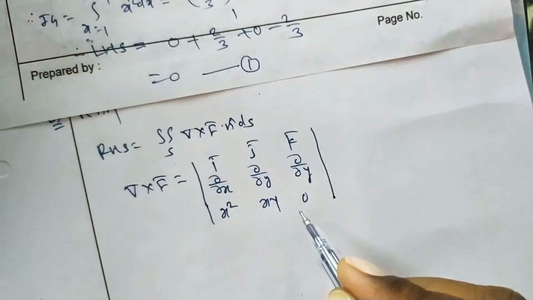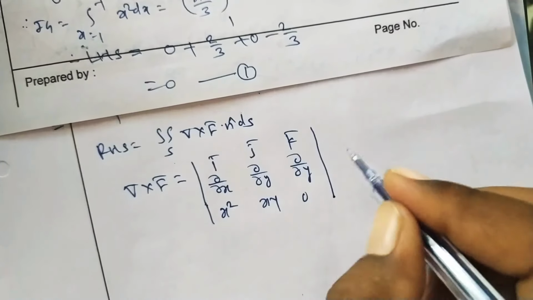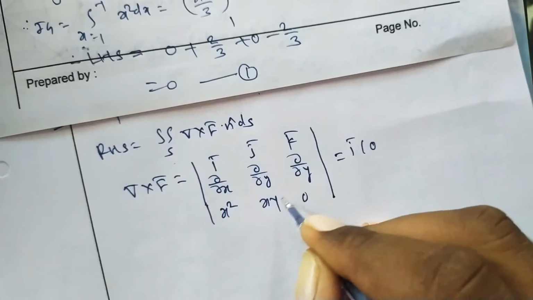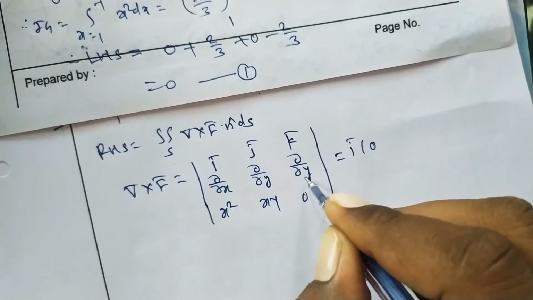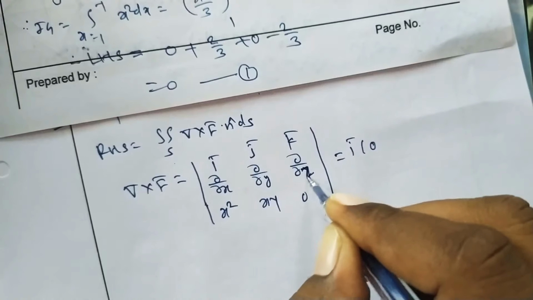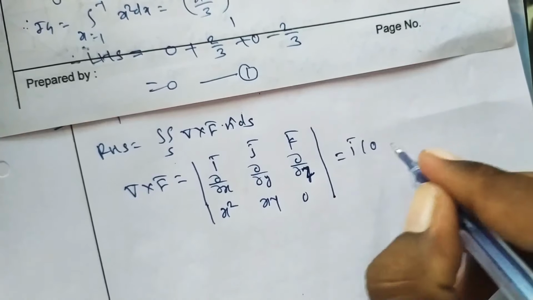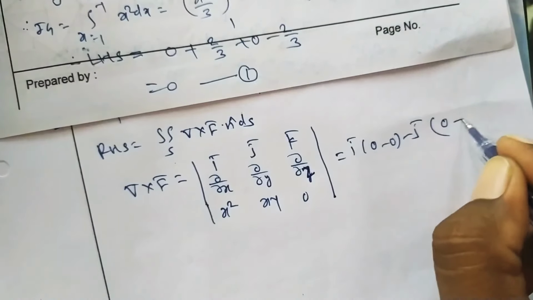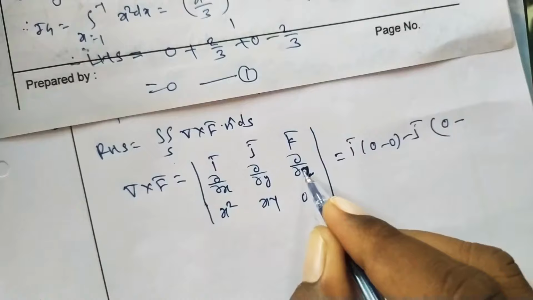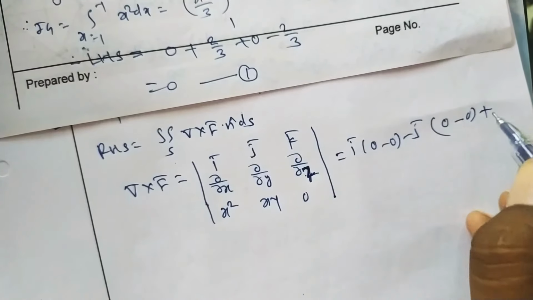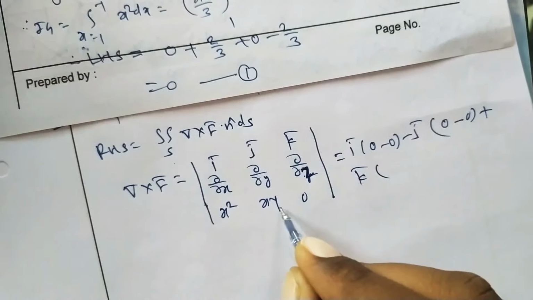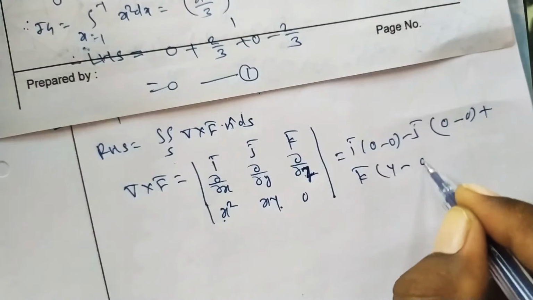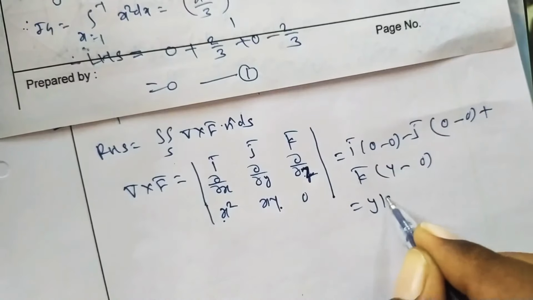Why do we write here 0? Because in f bar, the k bar component is not given. So after simplification, this is i bar into del by del y of 0 minus derivative of xy with respect to z, which is 0, minus j bar into derivative of 0 is 0, minus derivative of x square with respect to z is 0, and plus k bar into del by del x of y is y, minus del by del y of x square is 0. So this is y k bar.